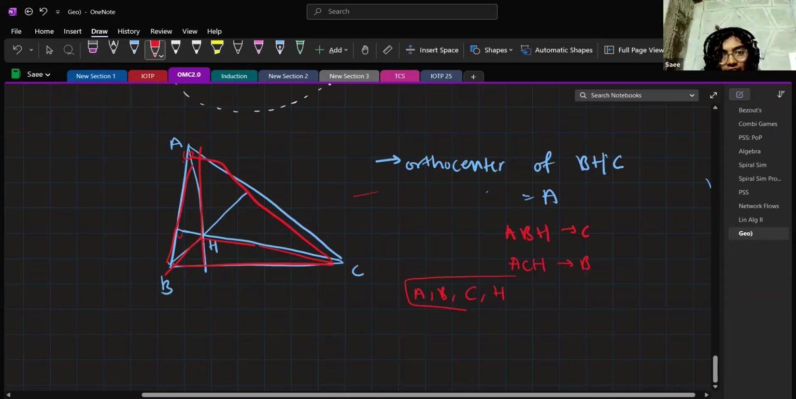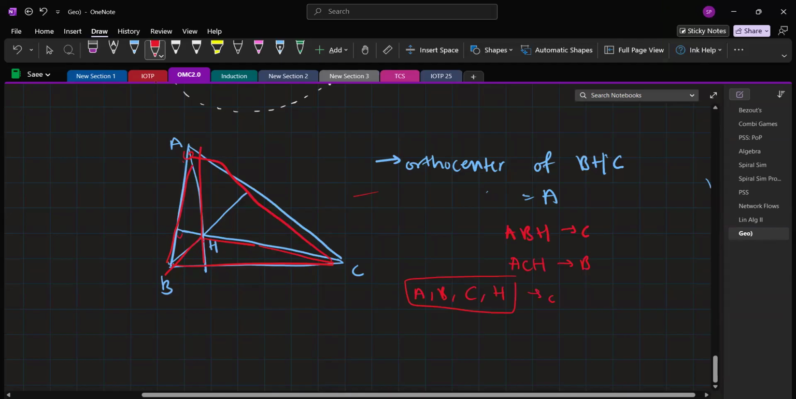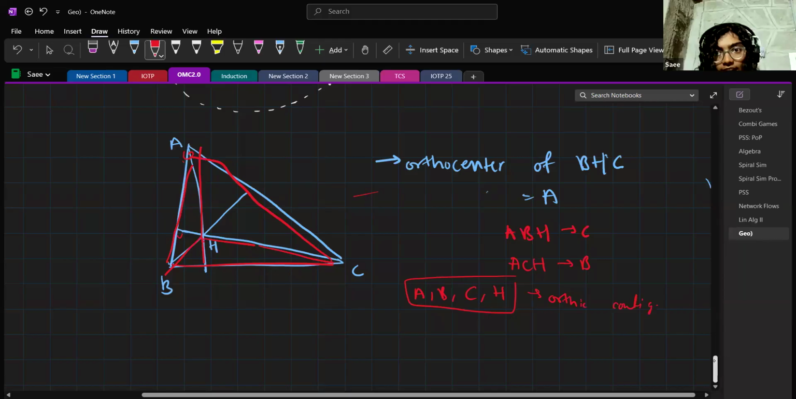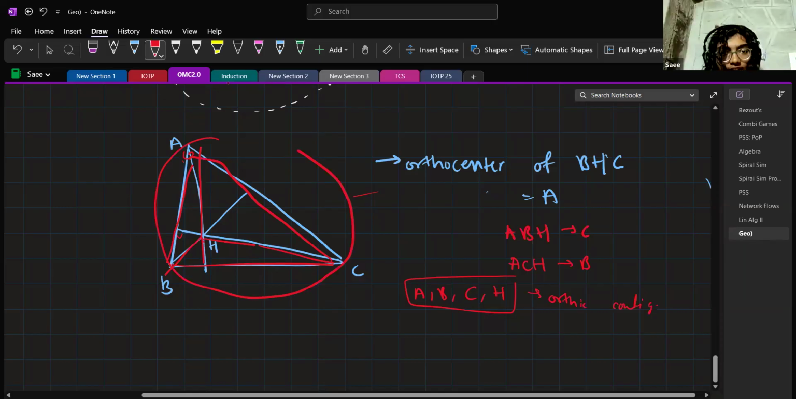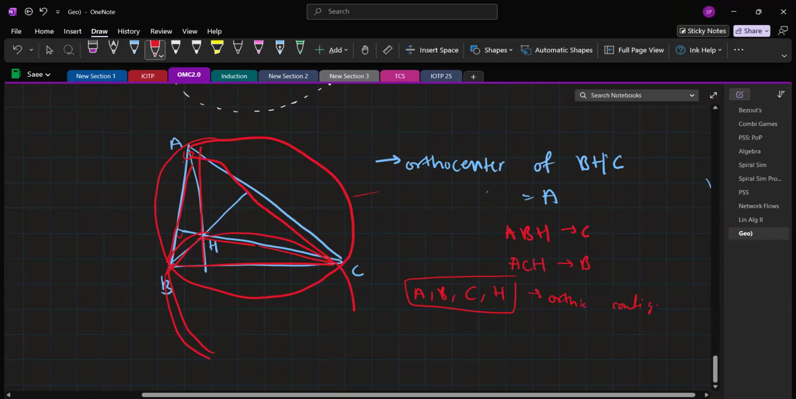So for this set of points A, B, C, H, if you take any three, the remaining point is going to be the orthocenter of the 3 points you take. So this set of 4 points is called an orthic configuration. And in fact, their circumradii would be... yes, that's a good point. The circumradius of all three of these circles is going to be the same. ABC and BHC are reflections of each other about BC. That's a good observation.